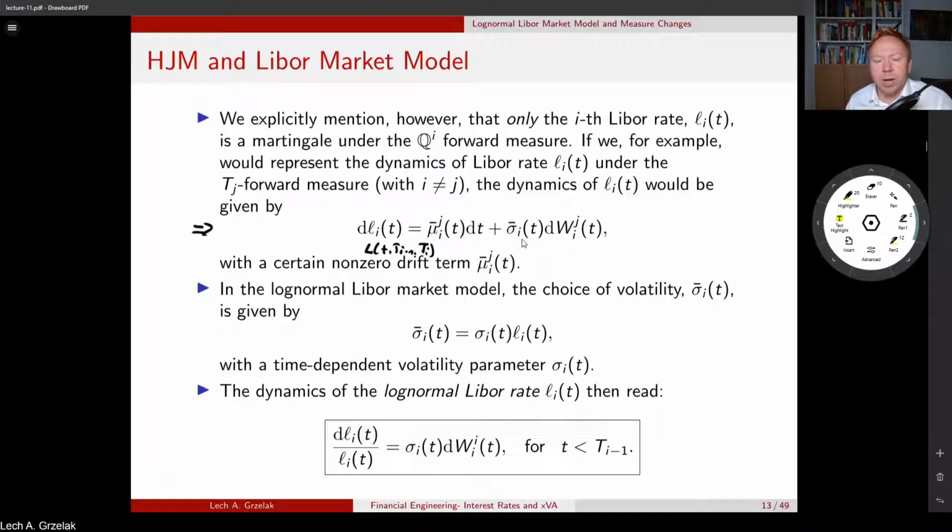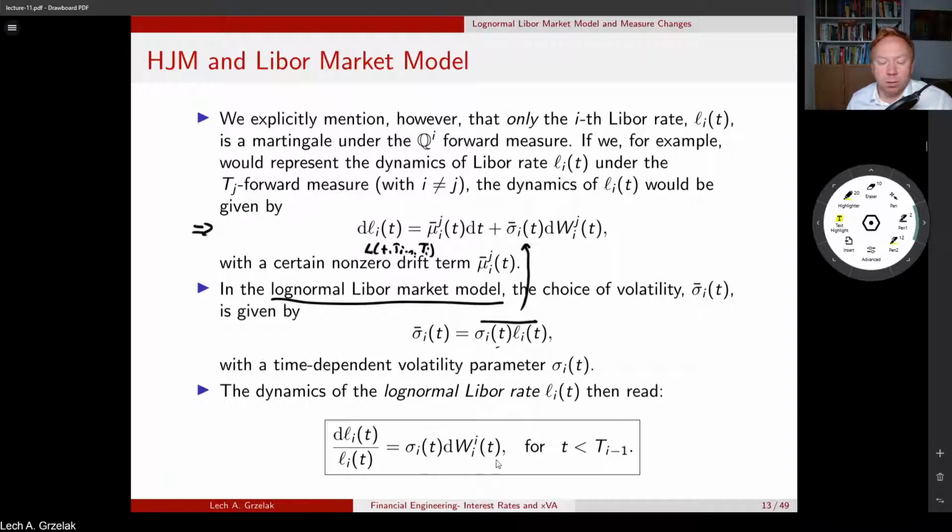So here we have this generic case where we have sigma bar_i. And of course, if we go to the log-normal case, so this is the log-normal Libor market model, we have a specification where sigma bar_i is equal to sigma_i(t) times L_i(t). So this is some time-dependent function, and here we have the Libor L_i(t). If we substitute this term in here, then we end up with log-normal dynamics for each corresponding Libor rate.